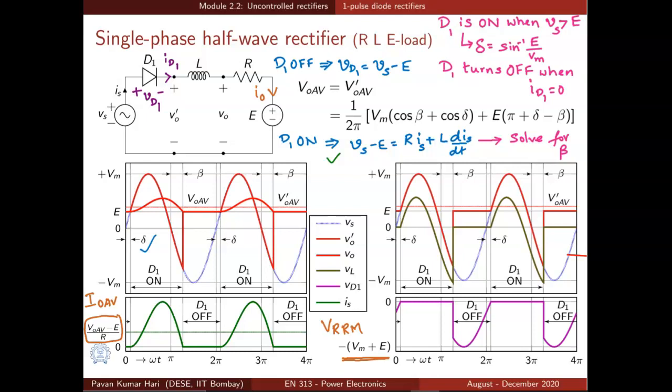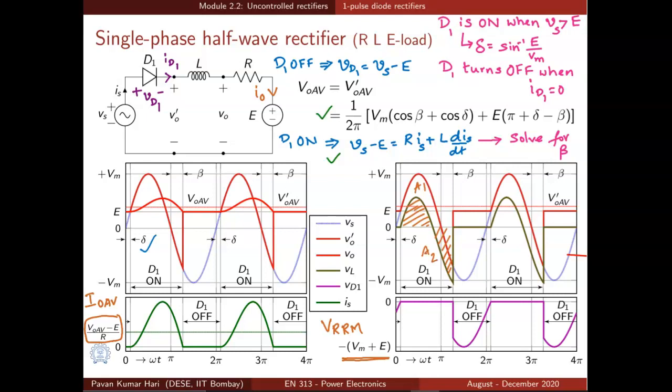And how do we calculate the average output voltage? The average output voltage VO average is equal to VO dash average, and it can be calculated by integration as discussed earlier, and this is the expression for VO average, which depends upon beta and delta. We can also see that the volt-seconds are balanced across the inductor. So this particular area A1 is equal to the area A2 in periodic steady state.